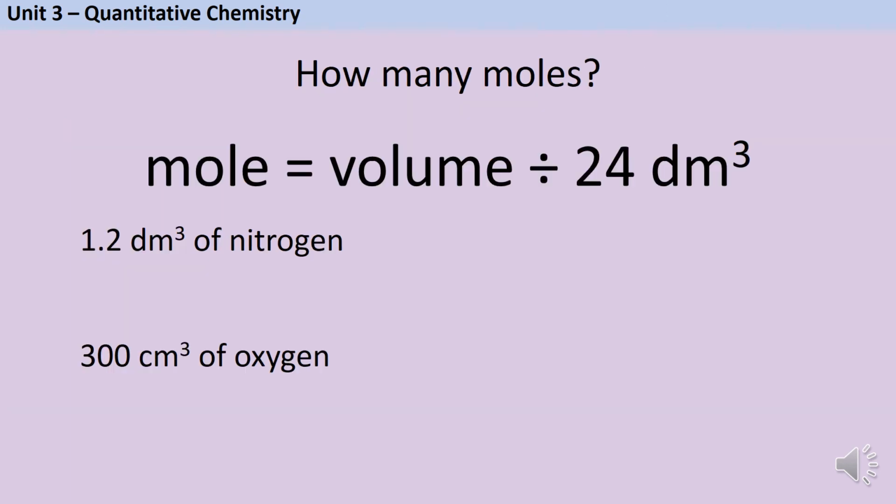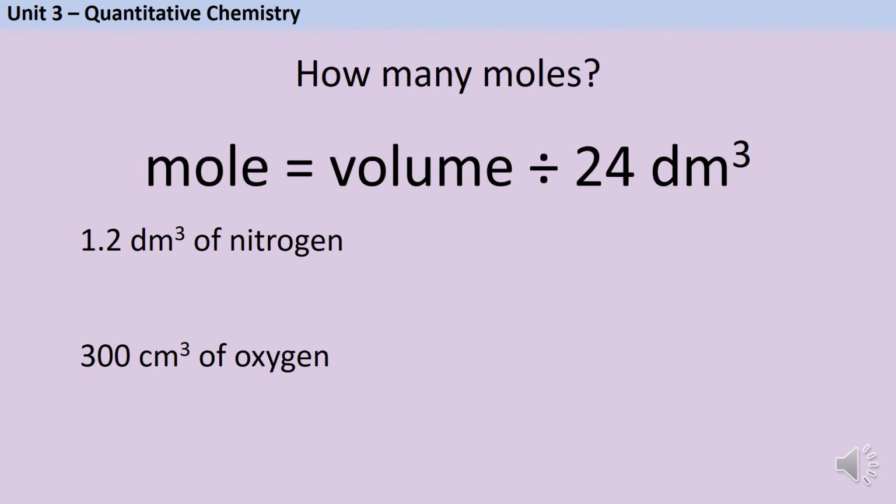There's one more calculation that you need to be able to do to work out the number of moles, and this one only applies to gases. We know that at room temperature and pressure, 1 mole of a gas takes up 24 decimetres cubed. And so if we're under room temperature and room pressure, we can take the volume of any gas and divide it by 24 to work out how many moles there are.